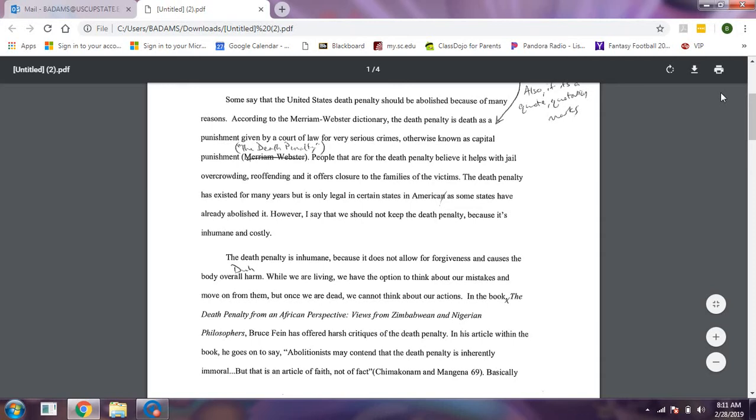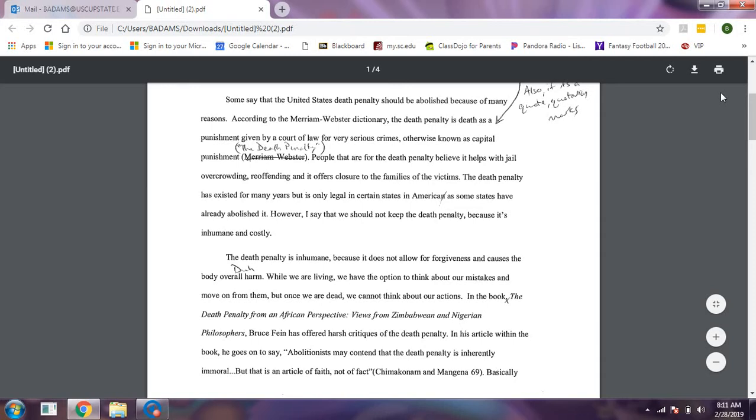"People that are for the death penalty believe it helps with jail overcrowding, reoffending, and it offers closure to the families of the victims." Well, here he is giving the point of view of some people without actually telling us where we get that information from. We need a source here. Who are these people? Where did he find out these reasons that people are in support of the death penalty?